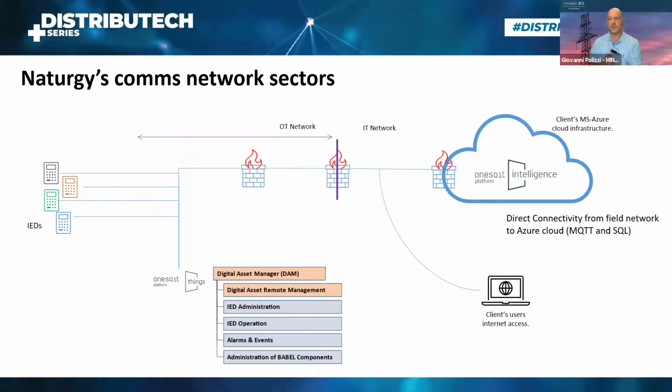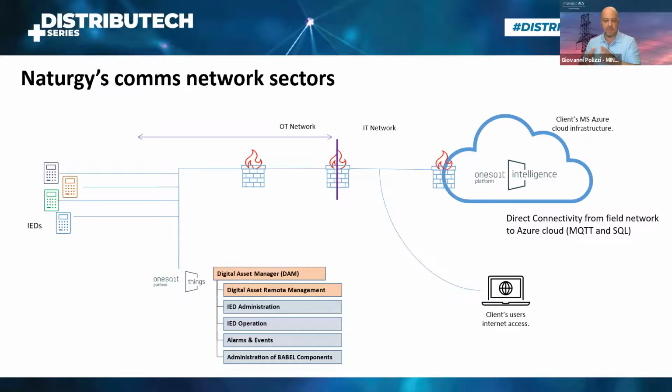Once we move on, this is a simplified architecture. Of course, there are many different layers of security, which are simplified here. So on the left side, you see the IEDs, they are connected, and as you see, they're connected to OneSide Things. OneSide Things is what we call the digital asset manager, the DAM, basically, but we do digital asset remote management. We do the administration of the IED. We can operate the IED remotely. We do alarming events. We do the administration. The bubble component that you see over there is basically our protocol manager, the one that gives the interface to the protocols, and that allows us also to configure specific communication with very specific protocols.